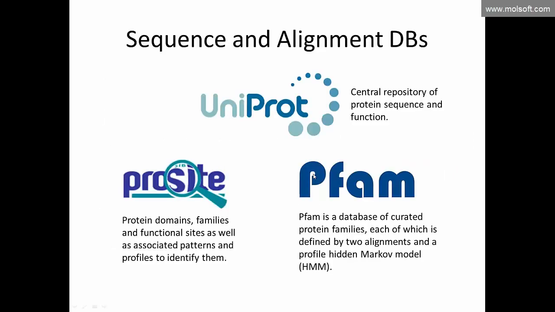So ICM has a direct link to a variety of the common databases. One probably most people are familiar with is Uniprot. So you can type in a Uniprot code or accession number and it will download the sequence. We also have links to ProSite, which is a protein domain and family functional site database, and also PFAM, which is a database of curated protein families, and you can read in the alignments from there.